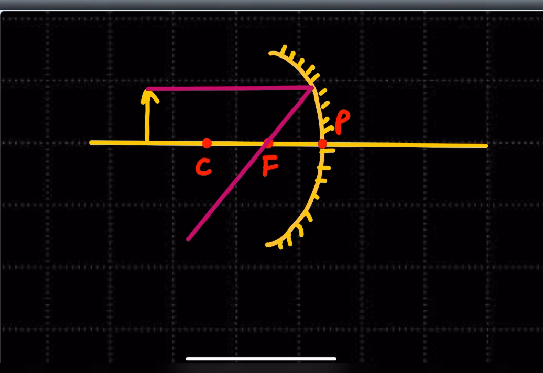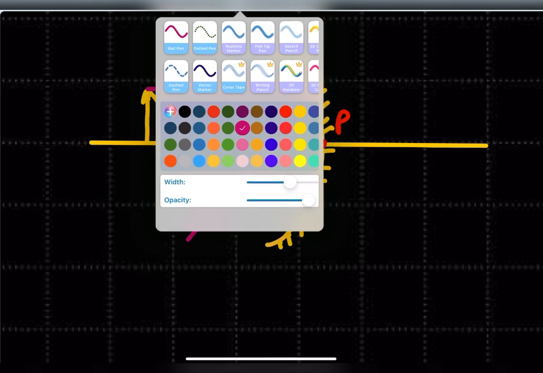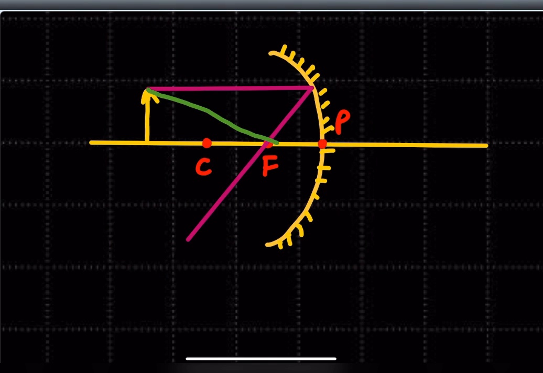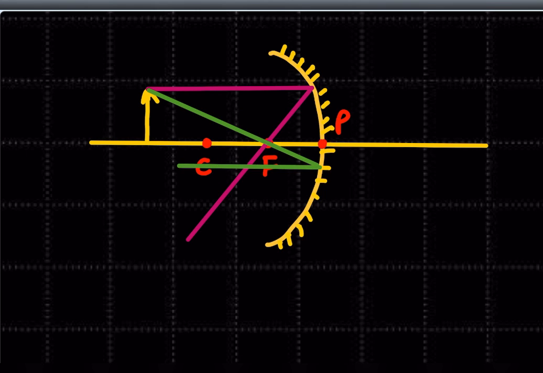Got my point? And another, if I draw a line which is passing through focus like this, then after reflection, it will go parallel. Got my point? Then my image is formed here. Can you see?